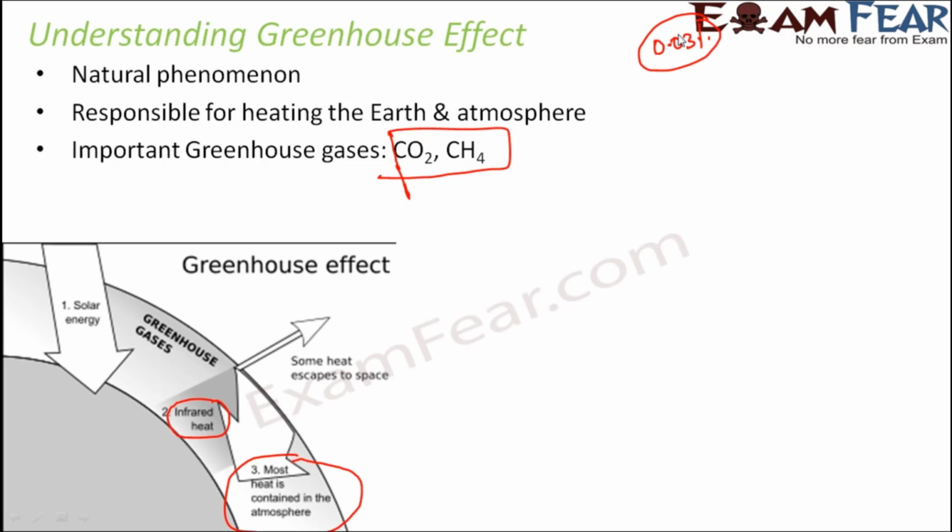That is what I discussed in one of the previous slides: for planets like Venus and Mars, the atmosphere is made up of mostly carbon dioxide. 95 to 97% of the atmosphere is carbon dioxide, and therefore life doesn't exist on those planets.